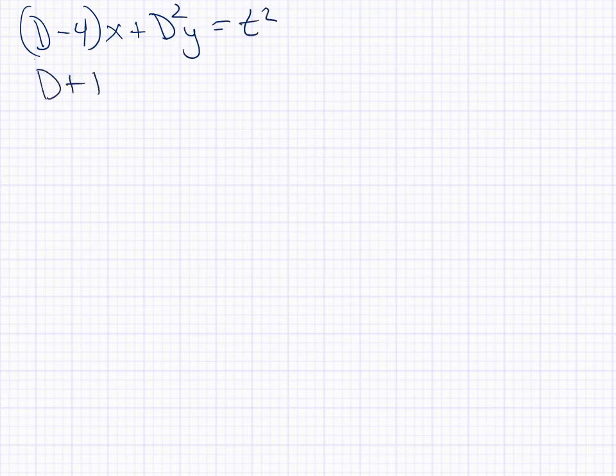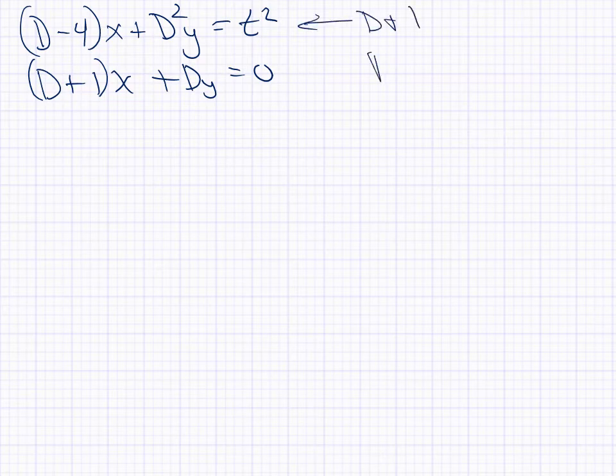And (D+1)x plus Dy equals 0. Okay, we're going to try and eliminate the x this time. Well, we would have to operate (D+1) here and (D-4) here, and one of them is going to have a negative in front of it. Let's just put a negative on that one.